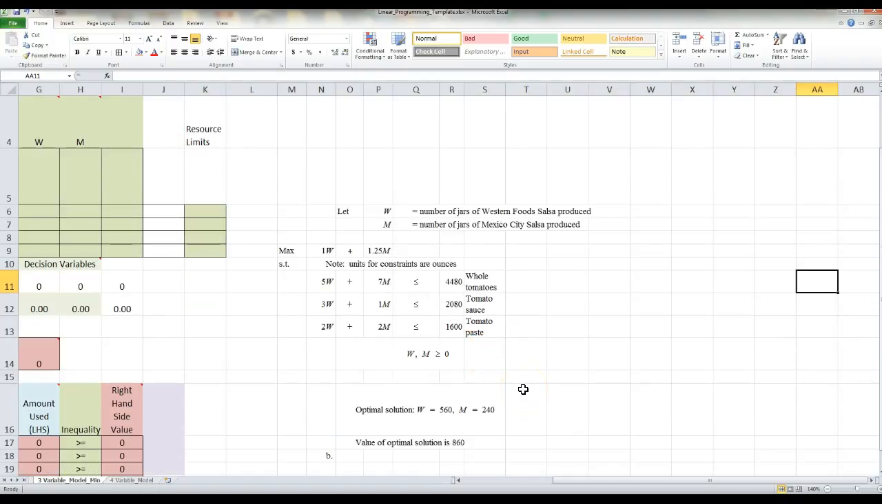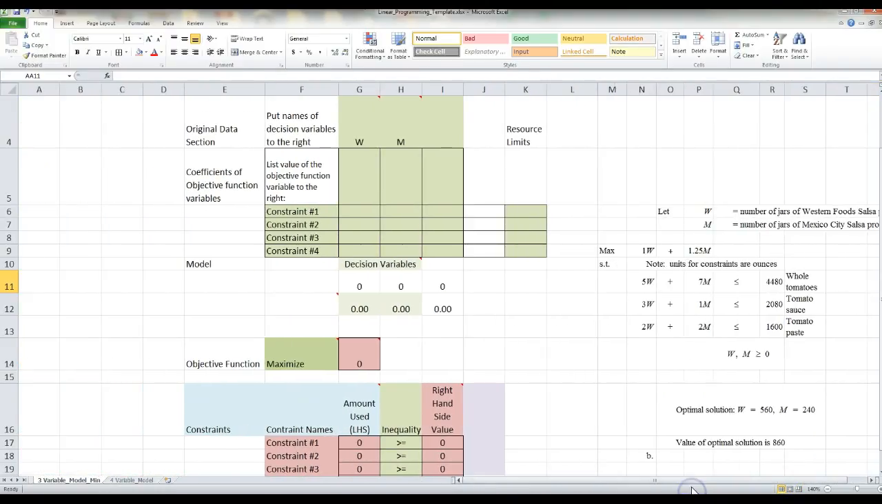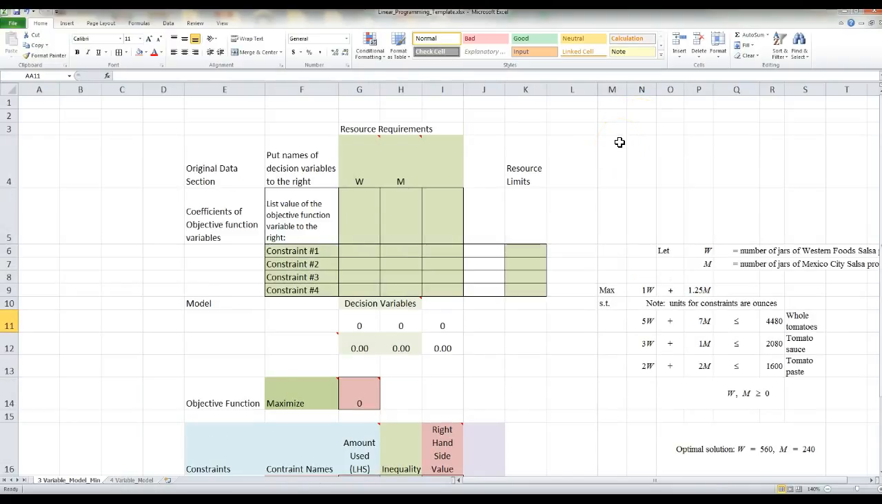Now, because I took this from the book and we know what the answer is already, we know that the optimal solution should be 560 jars of Western Foods salsa and 240 jars of the Mexico City salsa, with an optimal solution of $860 of profit. And of course, whenever you're developing a model, it's always a good idea to start with the creation of the model and test it with a problem that you already know the answer to. So let's take a look at the layout.